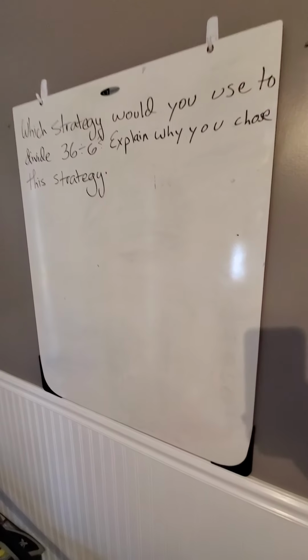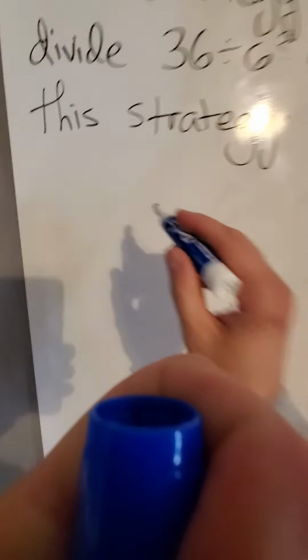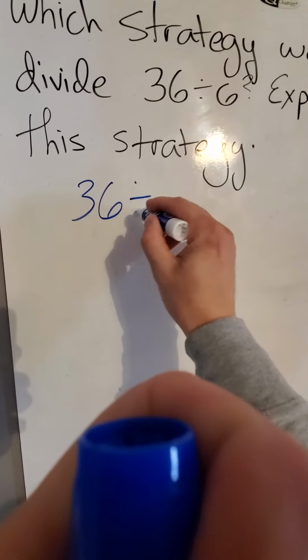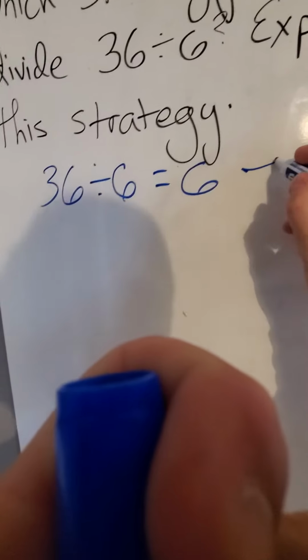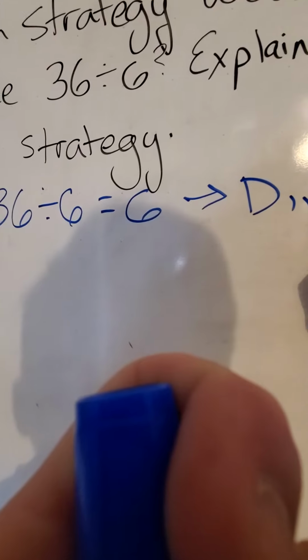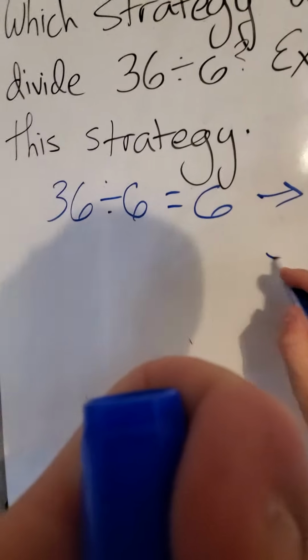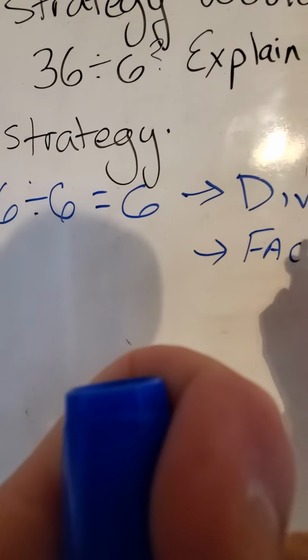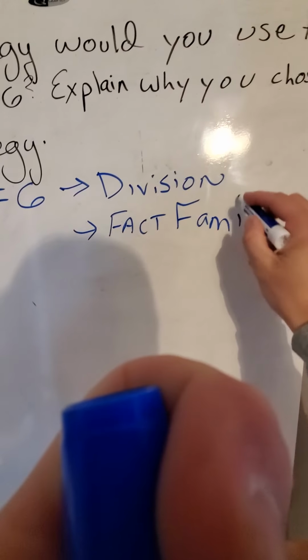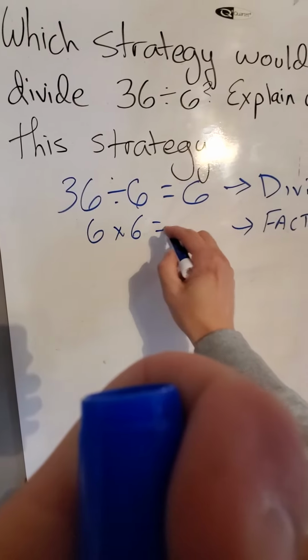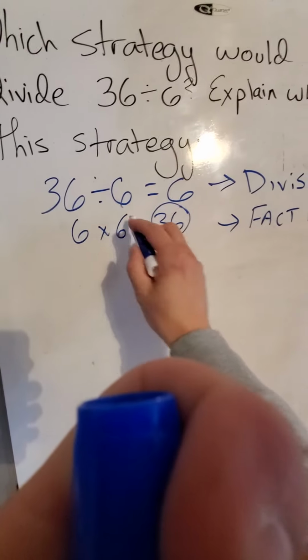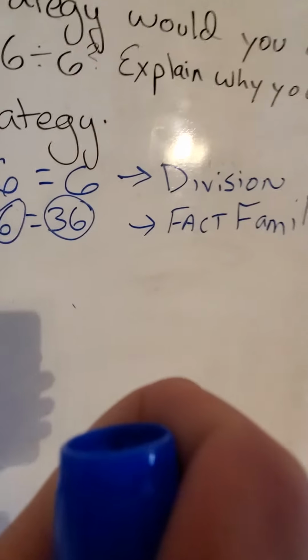Okay, well there's a couple things that we can do. First off, if we know our fact families, you might know right off the bat that 36 divided by 6 equals 6. And just straight division is one of your strategies. Again, number 2 could be fact families. We know that 6 times 6 equals 36. So we know that 36, 6, and 6 are fact families.